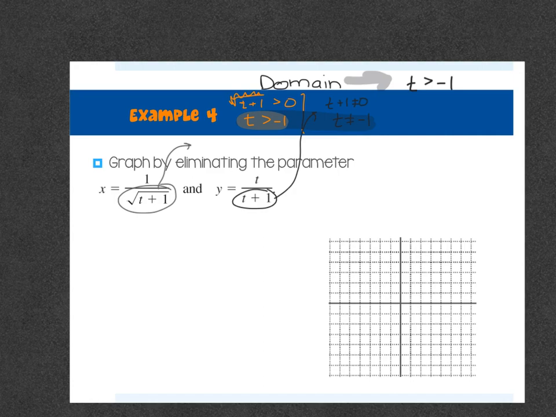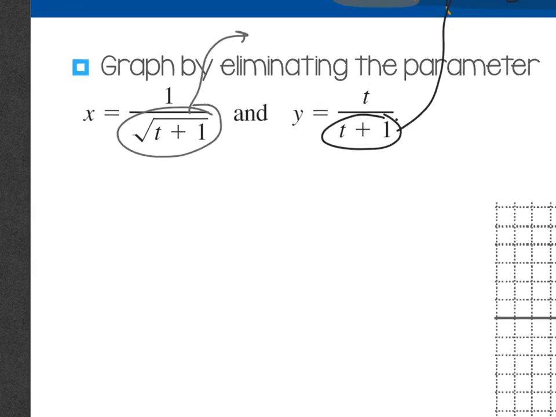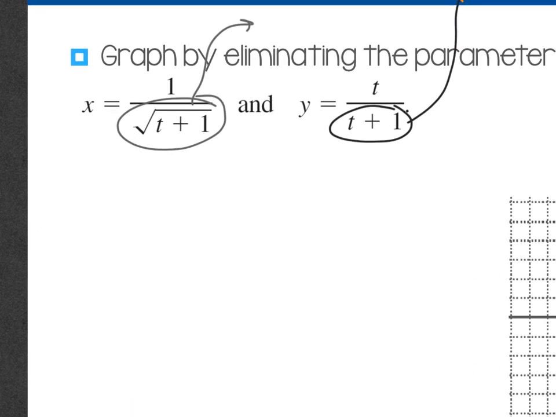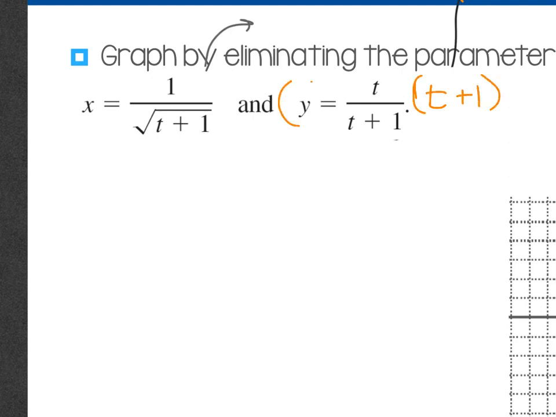Okay, so now I've got to go through the actual elimination of the parameter. Look at these two equations. Neither of them is necessarily easy to solve for t. Let's choose one. Which one would you want to do? Y equals. Okay, so if I did y equals, let me go ahead and multiply it out. I'd multiply by t plus 1. I get y times t plus 1 equals t.